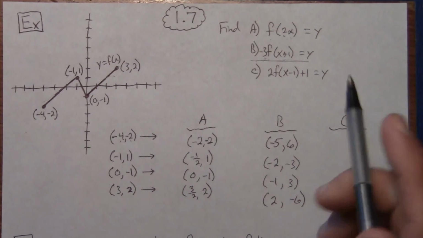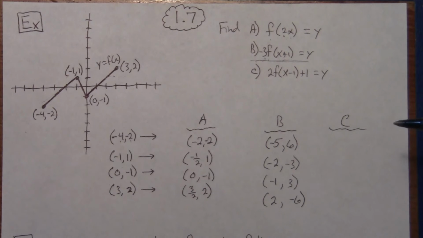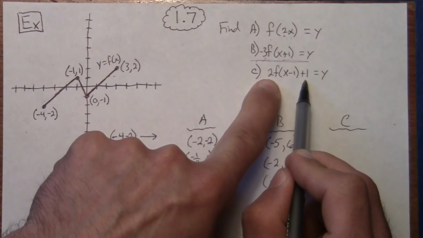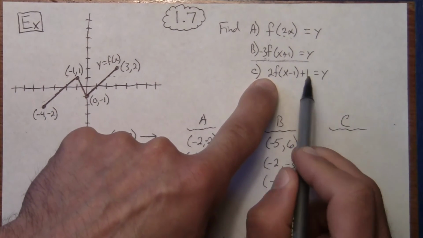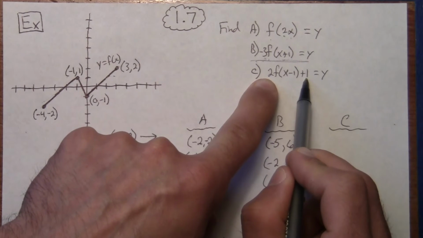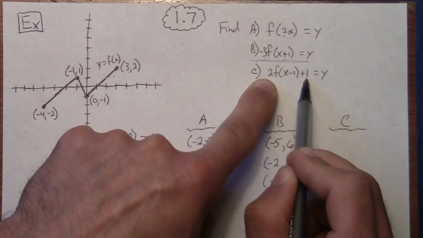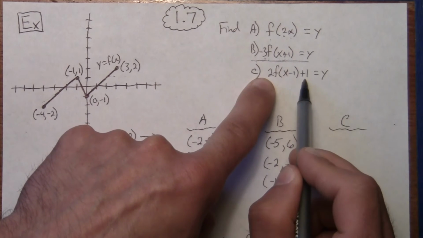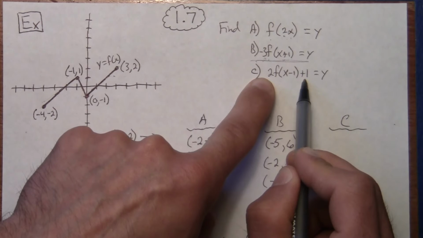Alright, so letter C here, the first two very straightforward, and for the most part they all are, but letter C is a little bit different because I have two things affecting y. I have a number outside the parentheses here, the 2 in front, and the plus 1 in back. And this is important because I have to do one of these things first. Do I multiply by 2 first, or do I add 1 first? If I do the wrong one, I'm going to end up with the wrong answer.